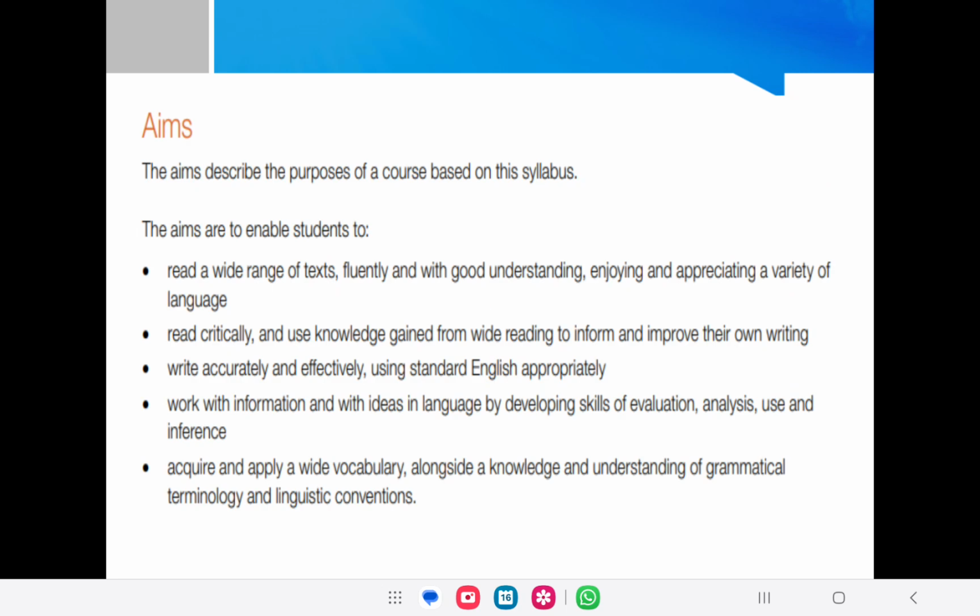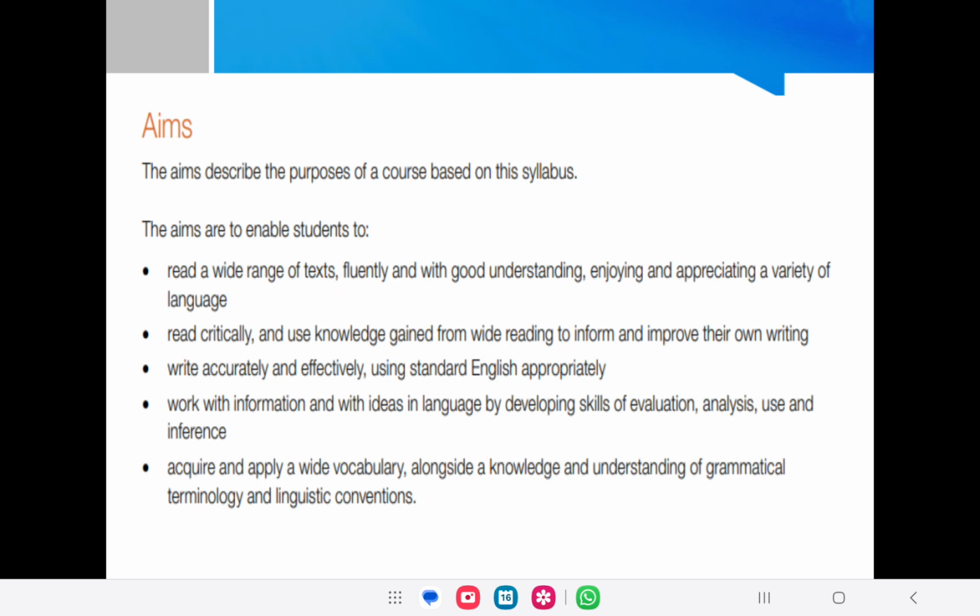First of all, let's have a look at the aims of this subject that we have, English language 1123. The aims describe the purposes of a course based on this syllabus. The aims are to enable students to do what? There are 5 things that we expect our students to do after mastering this subject.